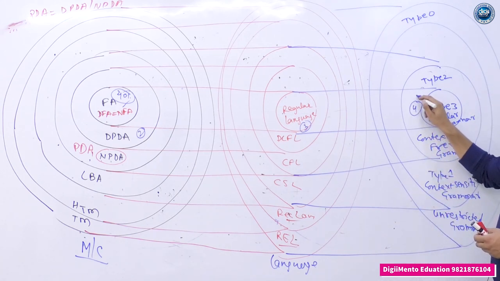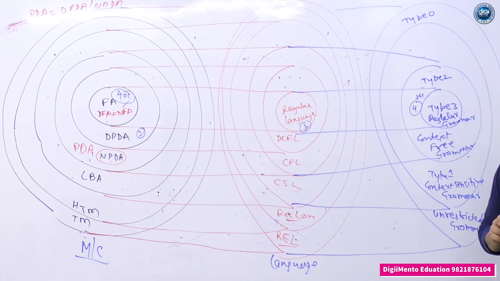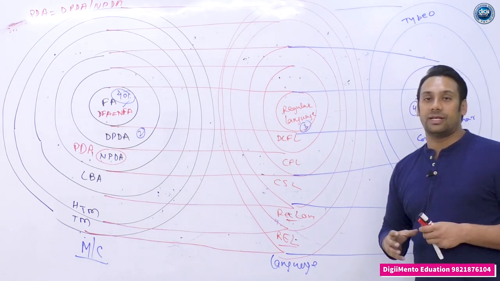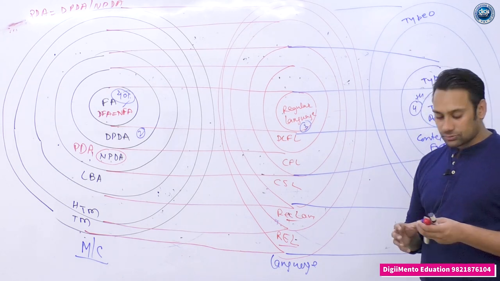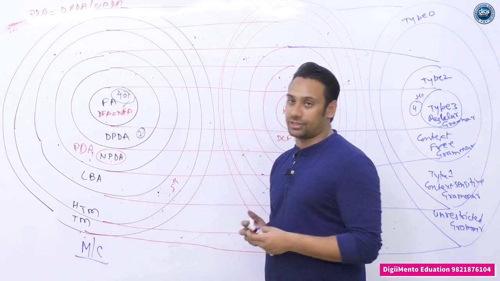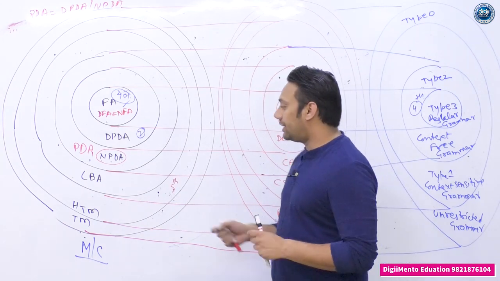Then your fourth topic will be grammars. I'm going to make you understand the difference between regular grammar, context-free grammar, context-sensitive grammar, and unrestricted grammar. We'll try to make you understand the difference between all of them. Then your fifth topic will be to understand Turing machines. Turing machines, as I said, are of two types.